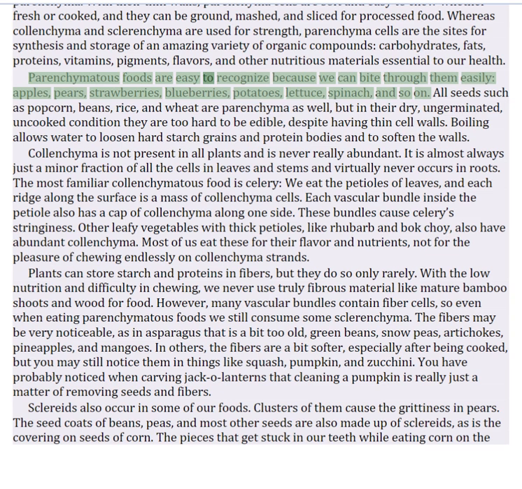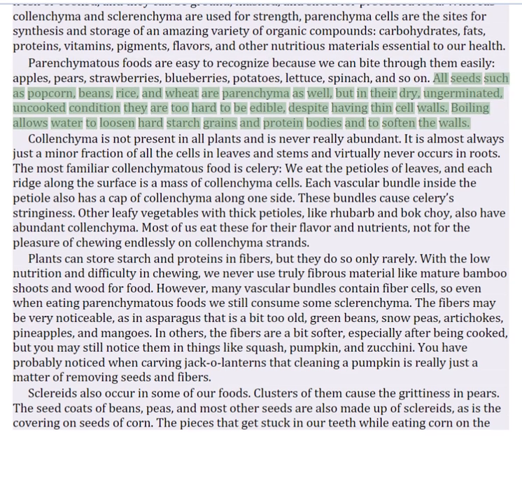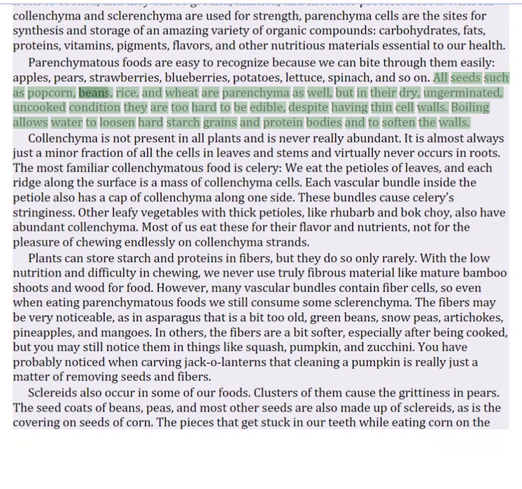Parenchymatous foods are easy to recognize because we can bite through them easily: apples, pears, strawberries, blueberries, potatoes, lettuce, spinach, and so on. All seeds such as popcorn, beans, rice, and wheat are parenchyma as well, but in their dry, ungerminated, uncooked condition they are too hard to be edible, despite having thin cell walls. Boiling allows water to loosen hard starch grains and protein bodies and to soften the walls.